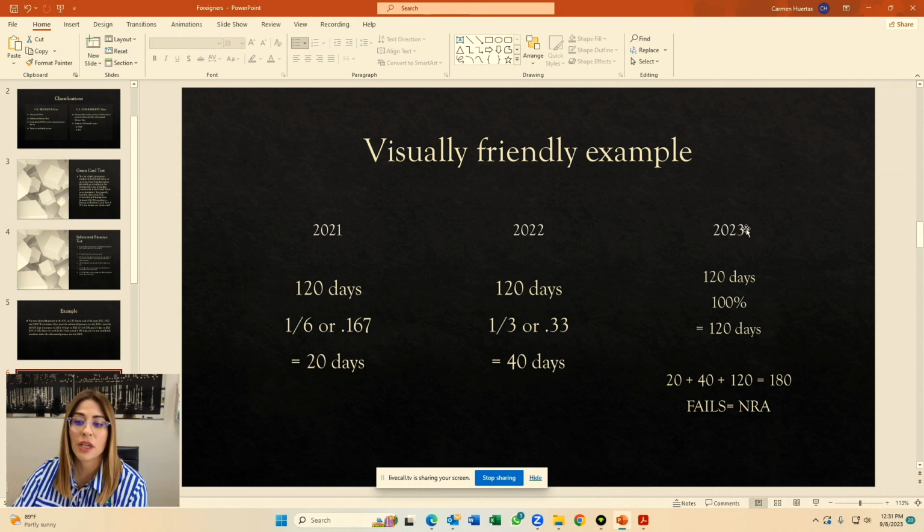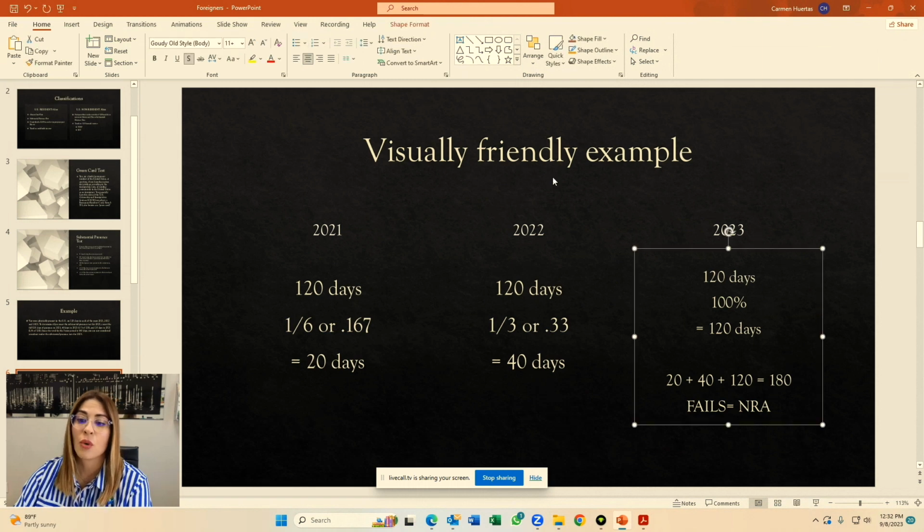And in 2023, it says 100%. You were here 120 days, but it only counts 31 of those days. However, even if you count the full 120 in 2023, that's still 180. And you're supposed to be at 183. So in this scenario, the person would fail the substantial presence test, which makes them a non-resident alien. Okay?